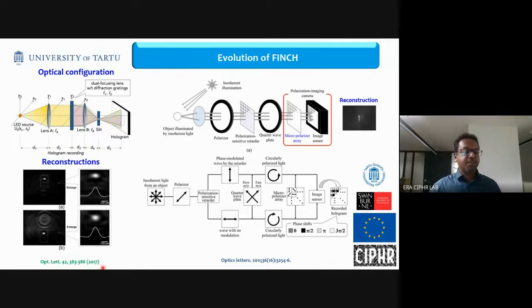So the second attempt was made by Professor Matoba and also Professor Tahara.